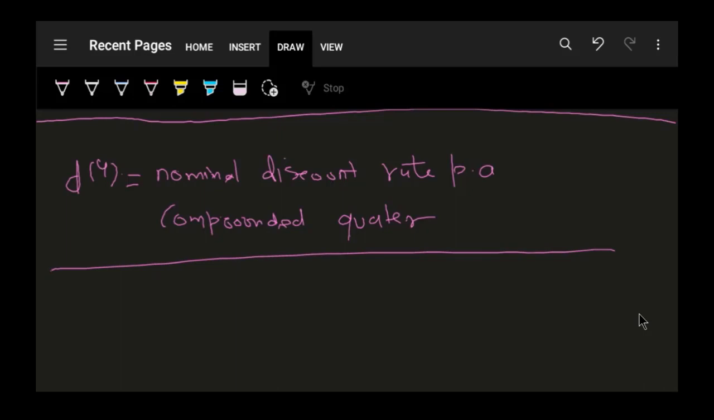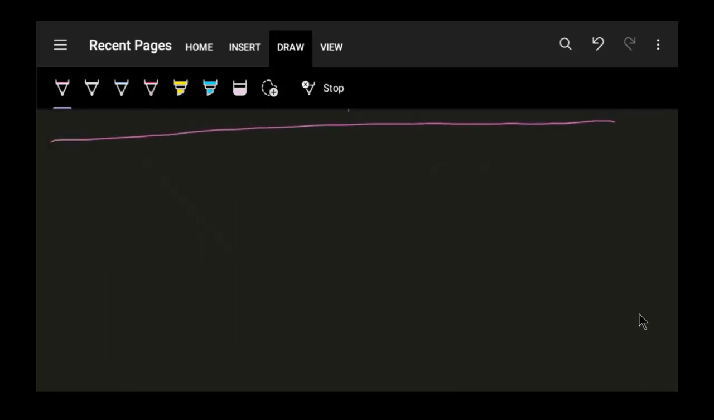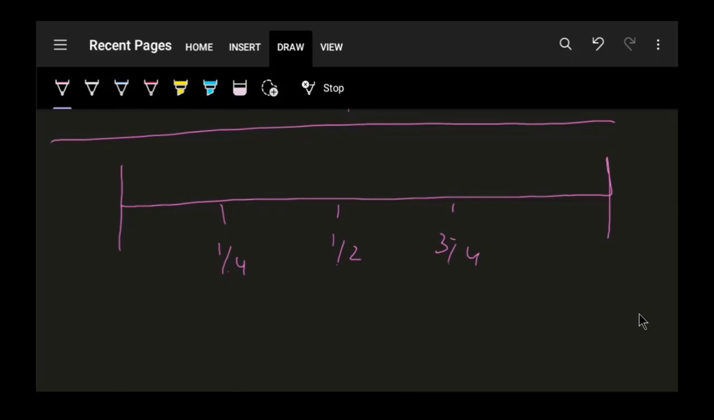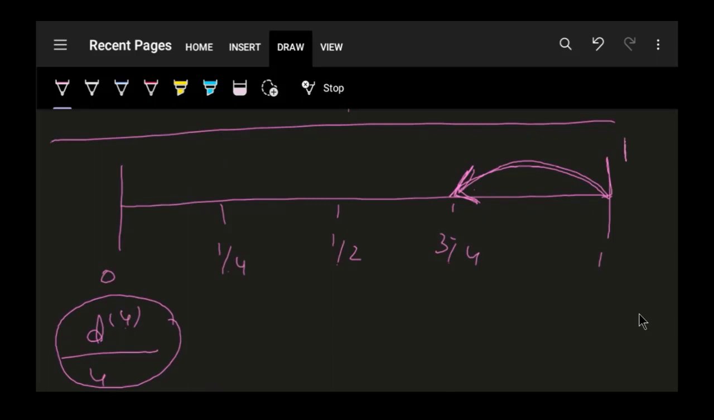Also, just like we did in the interest rate case, we can calculate the effective rate for one quarter. Suppose this is my quarter 1, this is my quarter 2, this is my quarter 3, and this is my quarter 4. To calculate the effective discount rate that is applicable to one quarter, I can calculate d(4) upon 4, where d(4) is the annualized rate. This gives me the effective discount rate for one quarter. So when I multiply this rate by the amount that is present here, I will get the amount here.